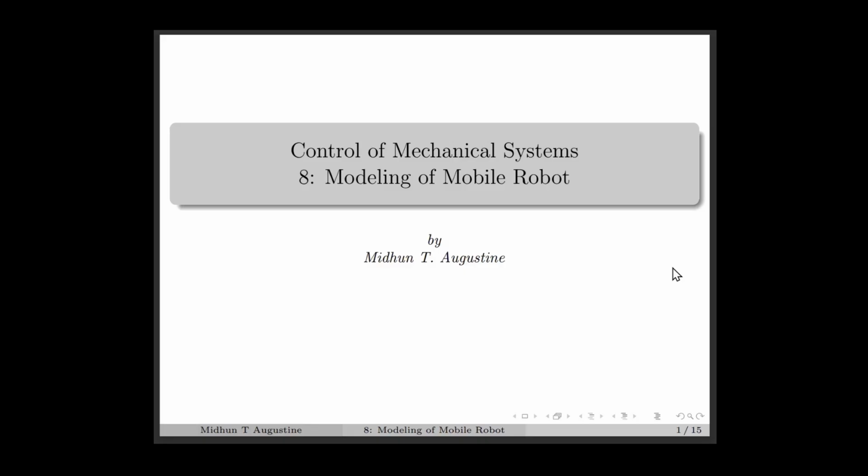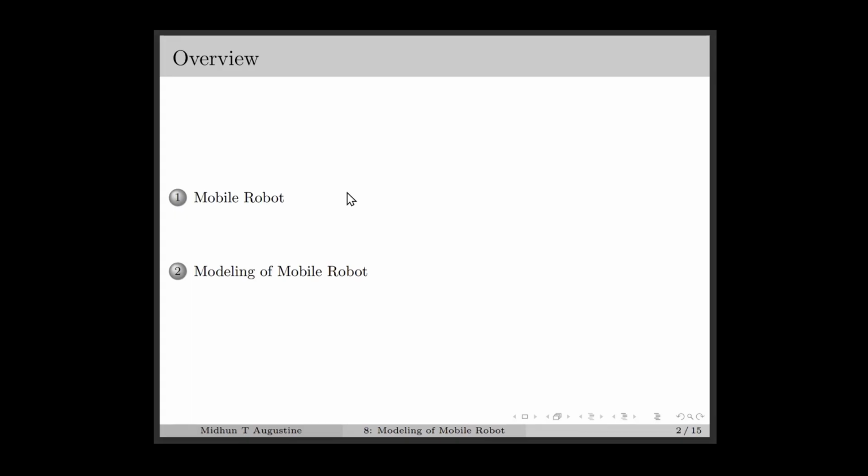In this lecture, we will be discussing the mathematical modeling of mobile robots. Here is the overview of this lecture. We will be starting with a brief introduction to mobile robot. Then we move on to the modeling of mobile robot, where we derive the kinematic and dynamic equations for the mobile robot.